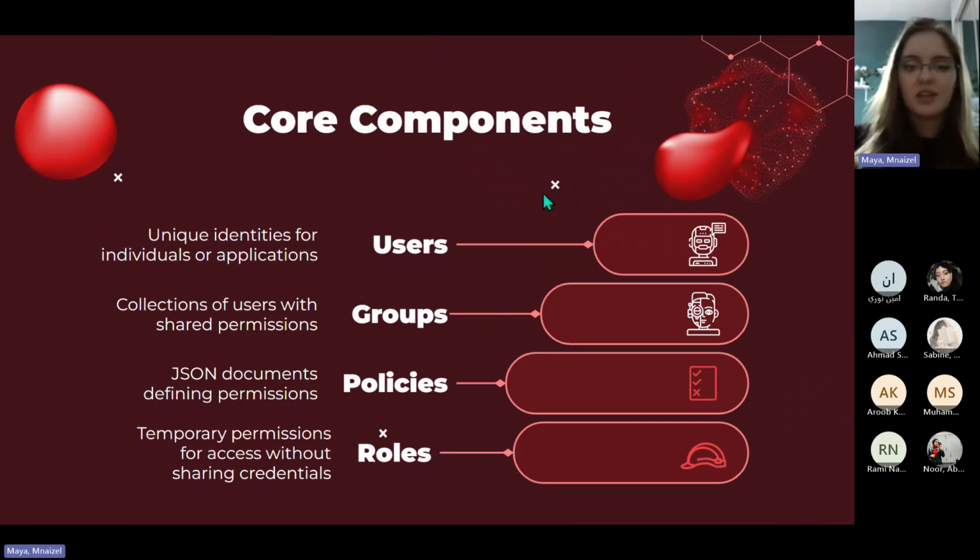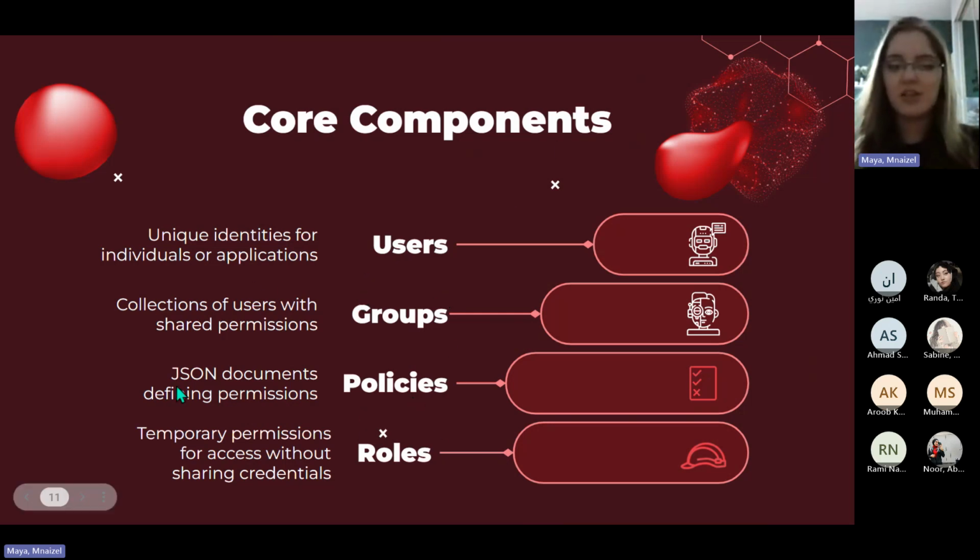So first thing, it's made out of users, groups, policies, and this is the icon for policies, and roles. So a cap. Okay, so users are basically users. So it's a unique identity for individuals or applications. A group is a collection of users with a shared permission, and policies are JSON documents defining permissions, and roles are permissions for access without sharing credentials.